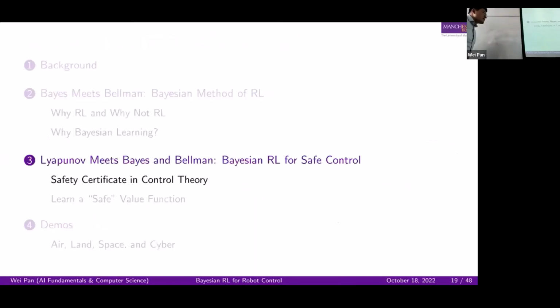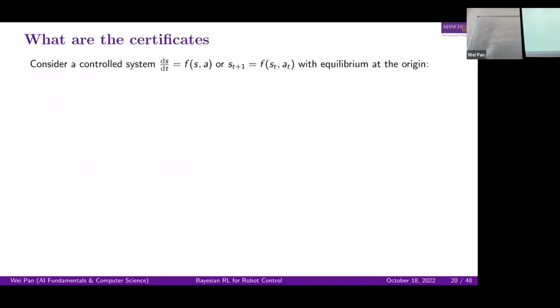Good, let's try that. So as you can see, I mentioned the safety, right? So what exactly is safety? So we're gonna meet the third person, Lyapunov from control, who shows how to construct this prior and how to show the theoretical result, how to construct the certificate. So let's move to the control.